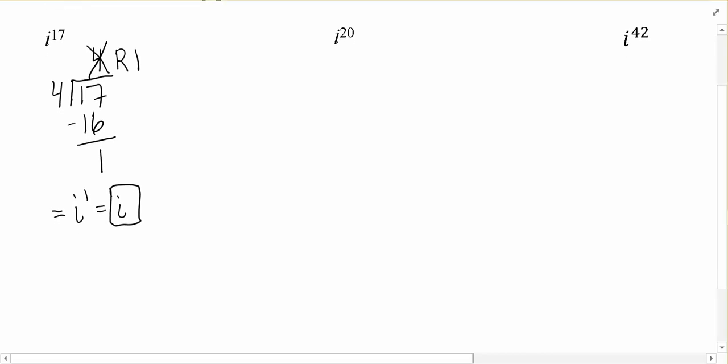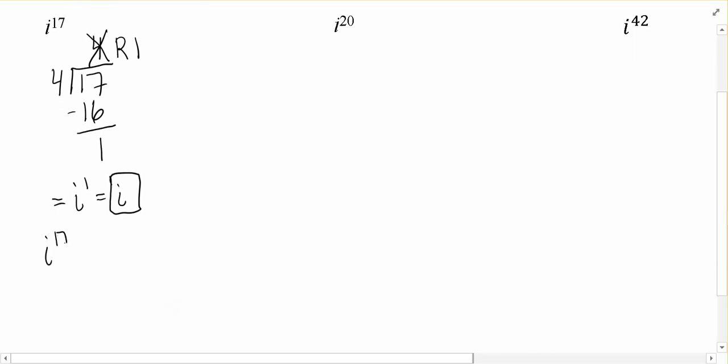Let's look at why that's the case. i to the 17th would be i to the 4th raised to the 4th times i to the 1st, because that's 16 plus 1. But if i to the 4th is just 1, 1 to any power is just 1. I don't care what's going on over there. All I care about is the remainder, how much is left.